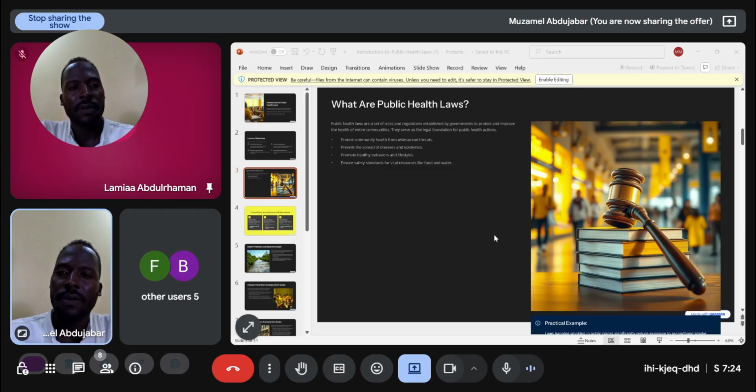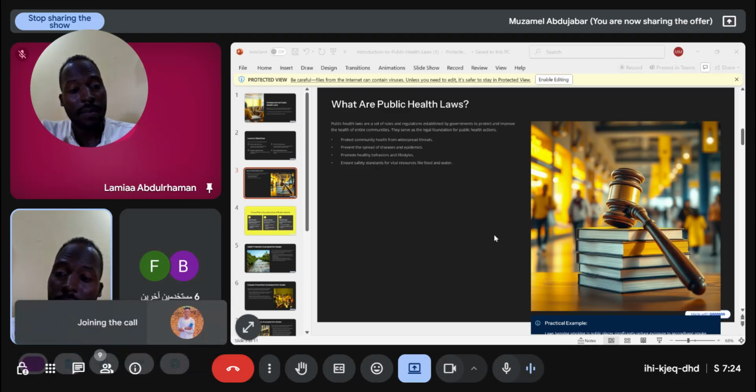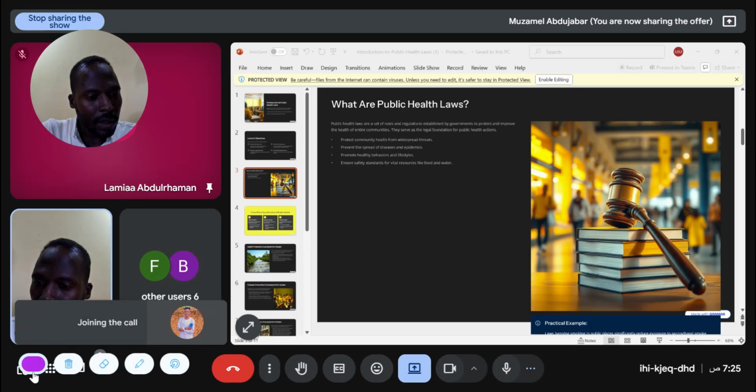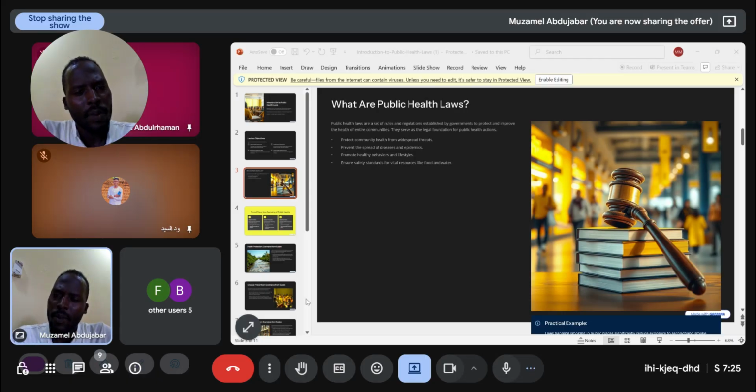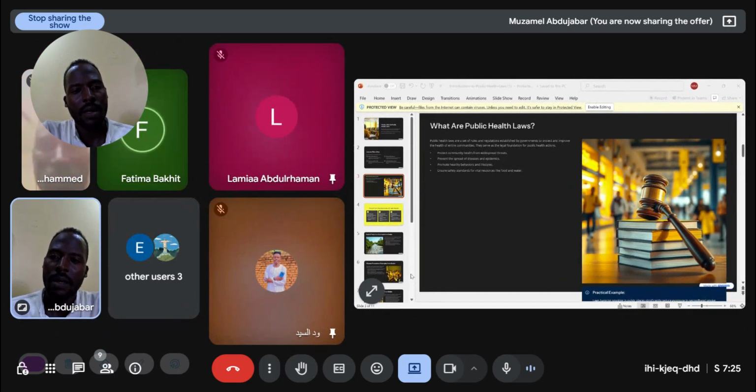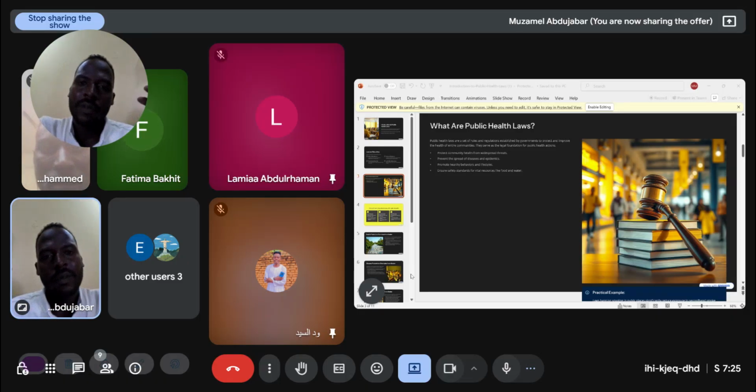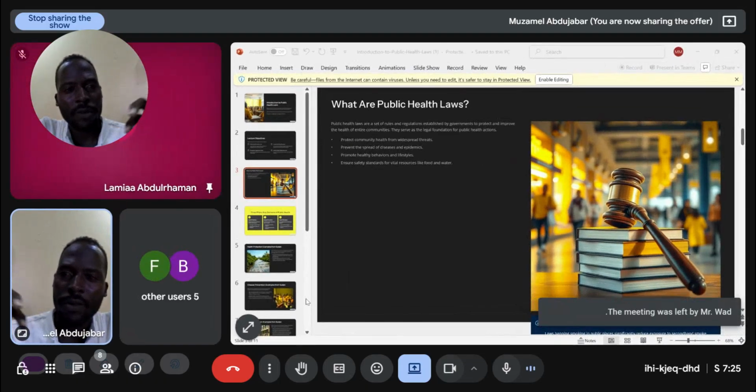As I mentioned before, cholera is taking place right now. For our community to be safe, it is very important to use the law that prohibits food adulteration, and also to prevent bad or contaminated water. This is what public health law is. These are the four foundations.